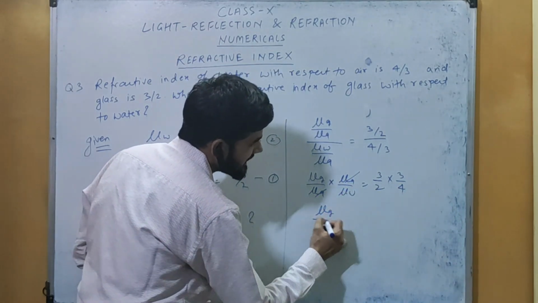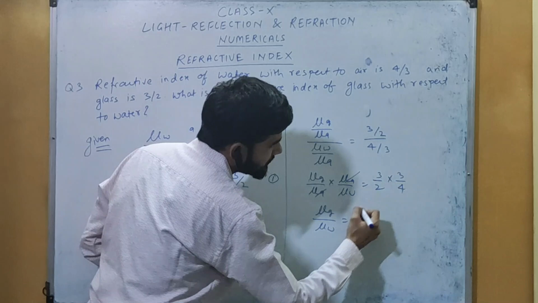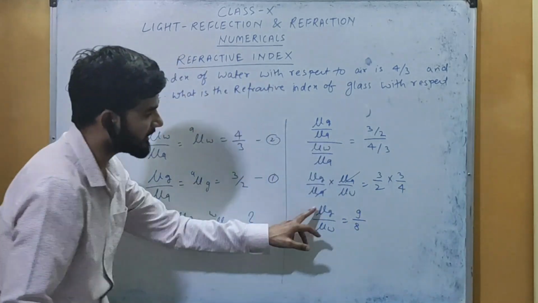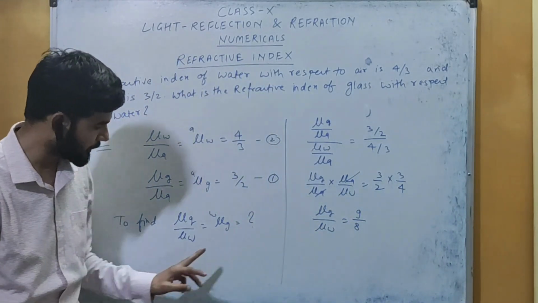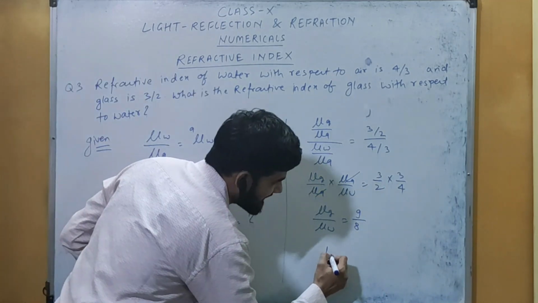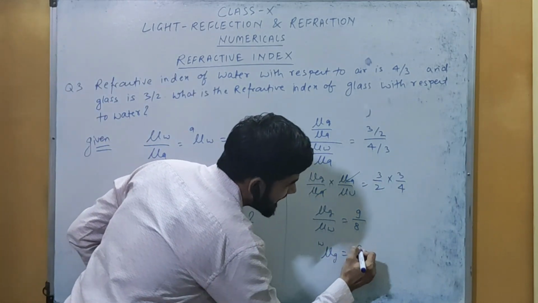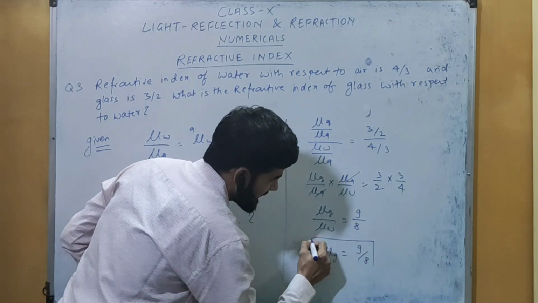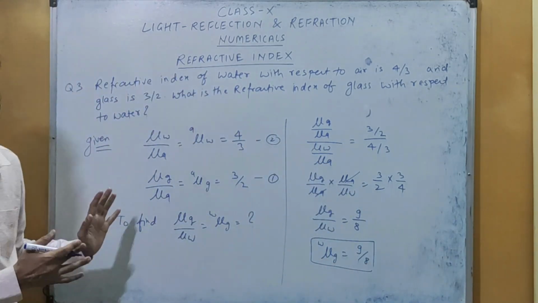It is mu G by mu W, equals 3 3s are 9 and 4 2s are 8. So the refractive index of glass with respect to water, mu G W, equals 9 by 8. So in this way we can solve such type of numerical.